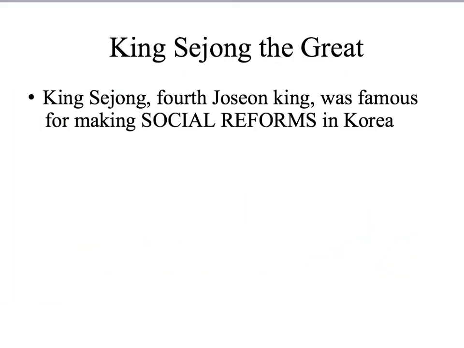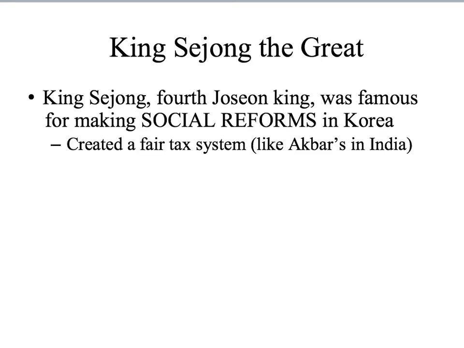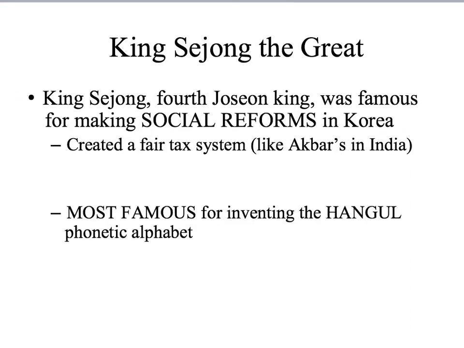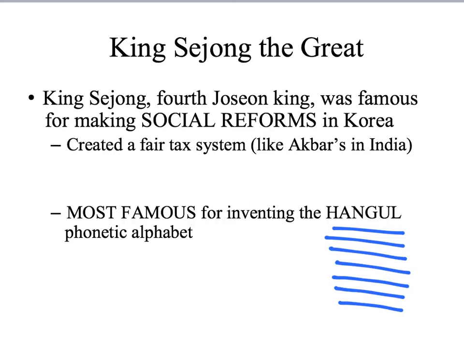So King Sejong was the fourth Joseon king, and he's most famous not for conquering places, but for creating more social reform. So he reforms Korea's society. Much like Akbar, he created a fair tax system. But by far, he's most famous for creating this new phonetic alphabet in Korea called Hangul.